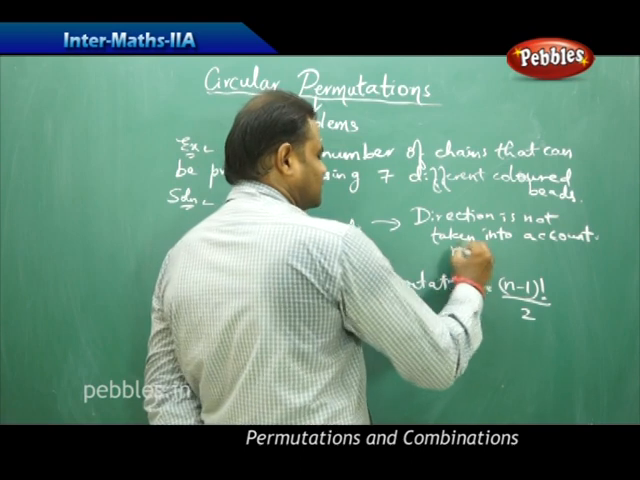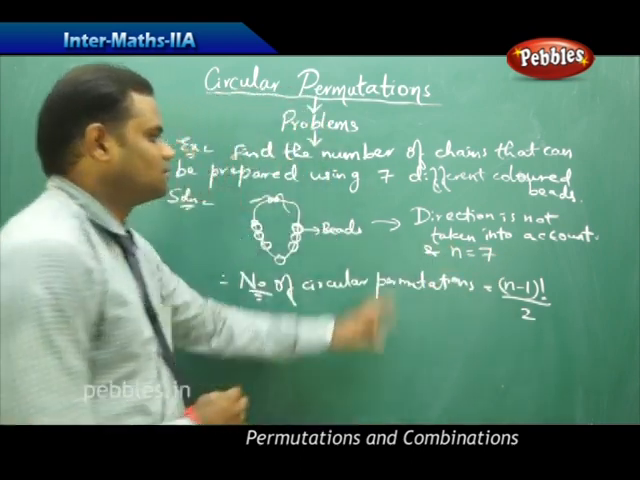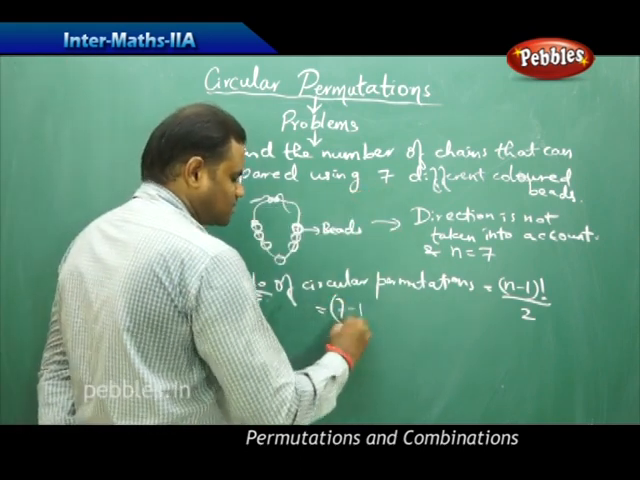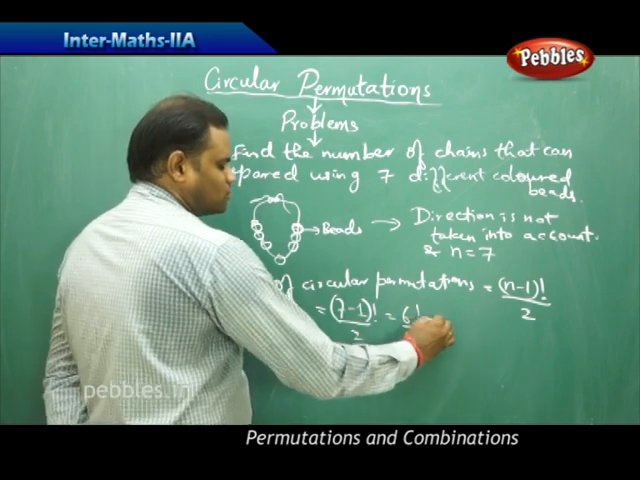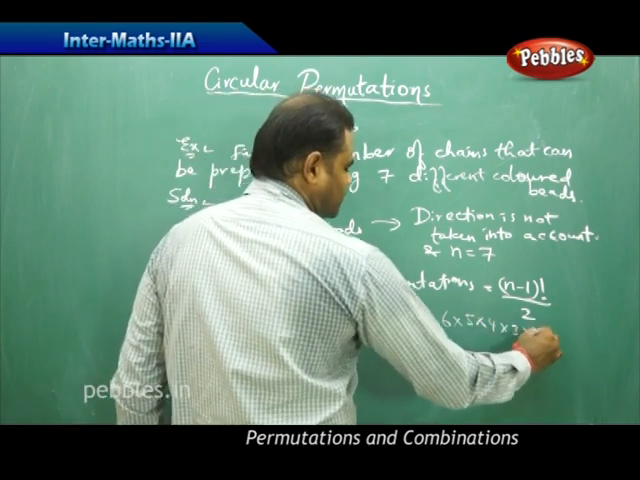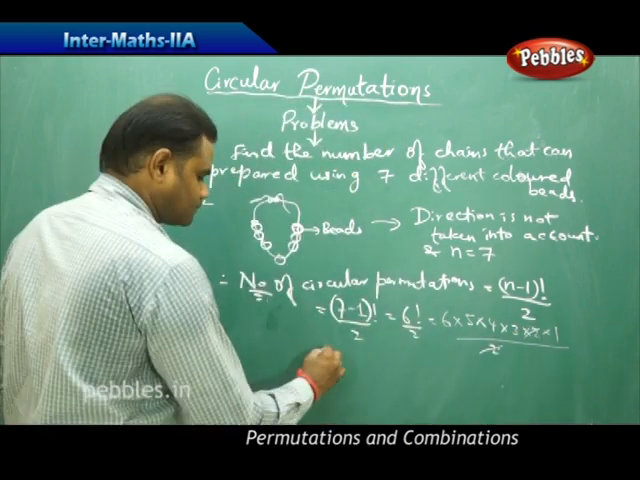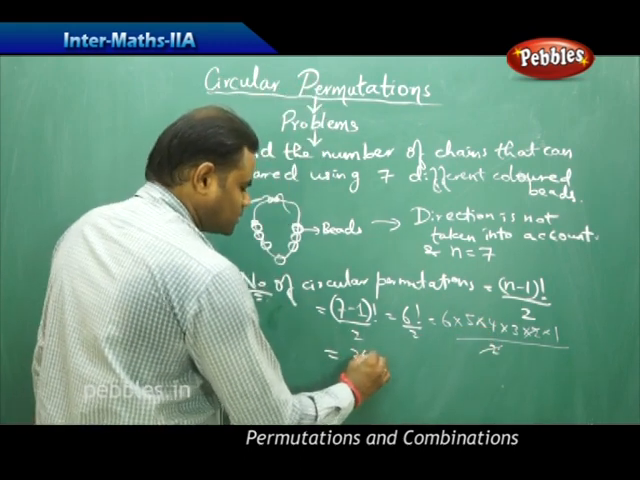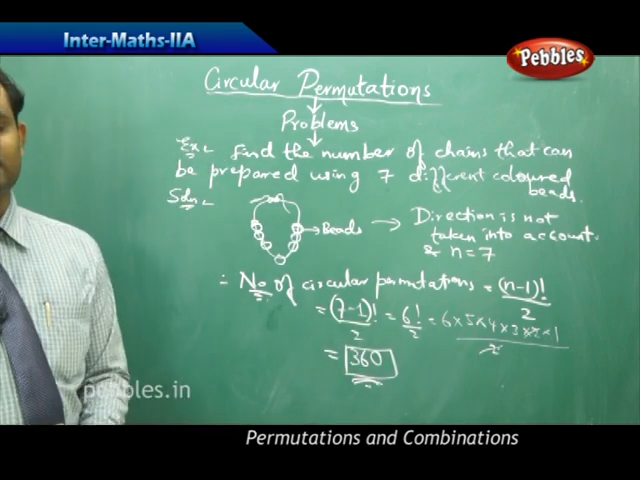And clearly we know that n is equal to 7 because there are 7 beads. So using this, I get (7 minus 1) factorial by 2, that is 6 factorial by 2, which is nothing but 6 times 5 times 4 times 3 times 2 times 1 over 2, and then 6 times 5 is 30, 30 times 12 gives 360 different ways of arranging the 7 colored beads.